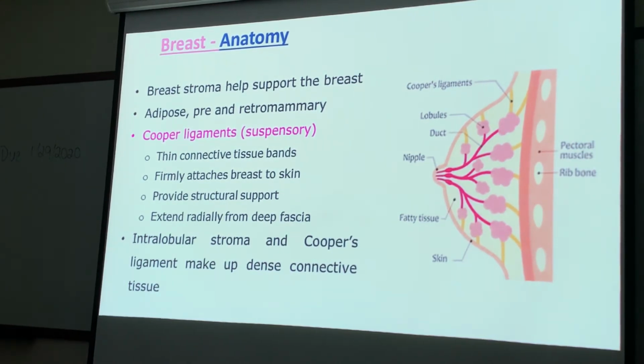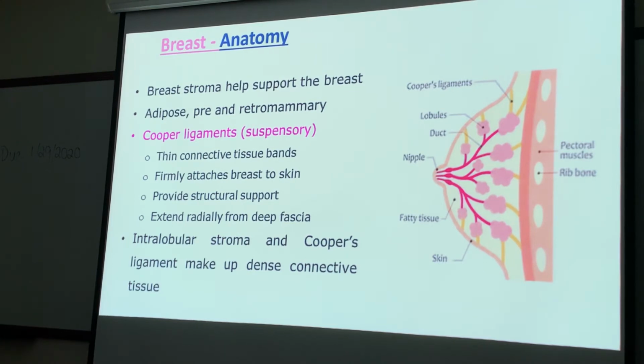So again, these right here, these Cooper's ligaments support the breast, and they firmly attach the breast to the skin. Alright. The interlobular stroma and the Cooper's ligaments. Again, you see this right here, guys? The pink surrounding the actual lobes, that's the stroma. Okay? They actually cover up the actual lobes themselves.